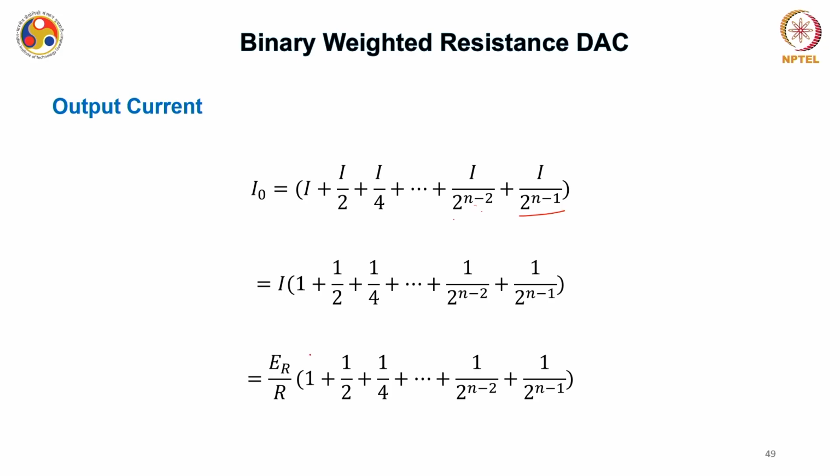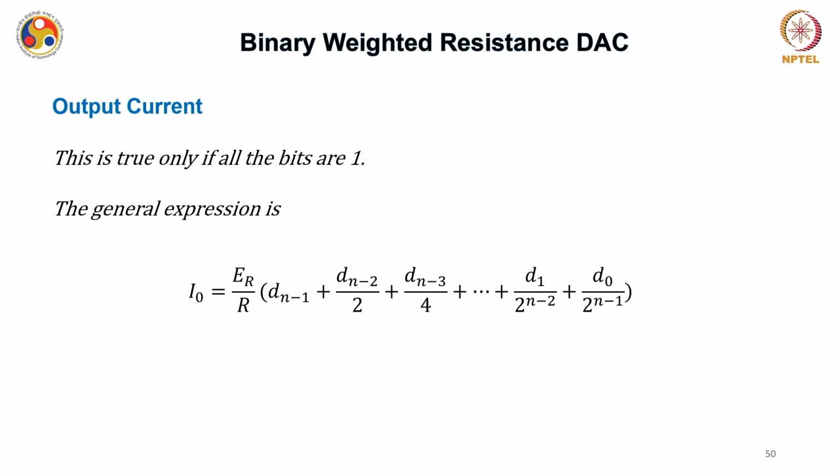Now, say for example all the bits are high. In that case, I will be equal to I into 1 plus 1 by 2 plus 1 by 4 and so on, 1 by 2 power n minus 2 plus 1 by 2 power n minus 1. Now I is equal to ER by R, or I naught will be equal to ER by R into 1 plus 1 by 2 plus 1 by 4 plus 1 by 2 power n minus 2 plus 2 power n minus 1.